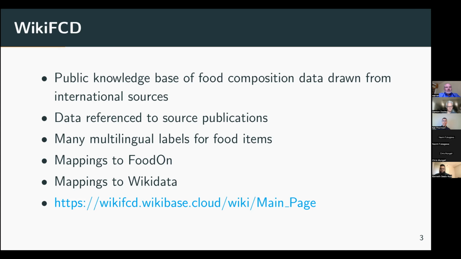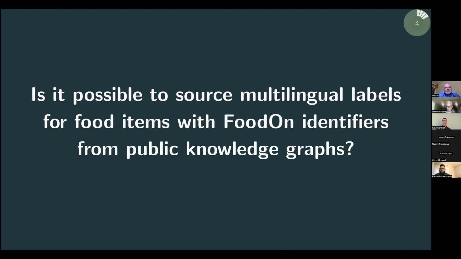And the last link on this slide is the link to WikiFCD itself. It is public on the web, and you're welcome to visit and browse the data or reuse any of the data in WikiFCD in your own projects. The question that we'll be discussing today is: is it possible to source multilingual labels for food items with FoodOn identifiers from public knowledge graphs like WikiFCD and Wikidata?